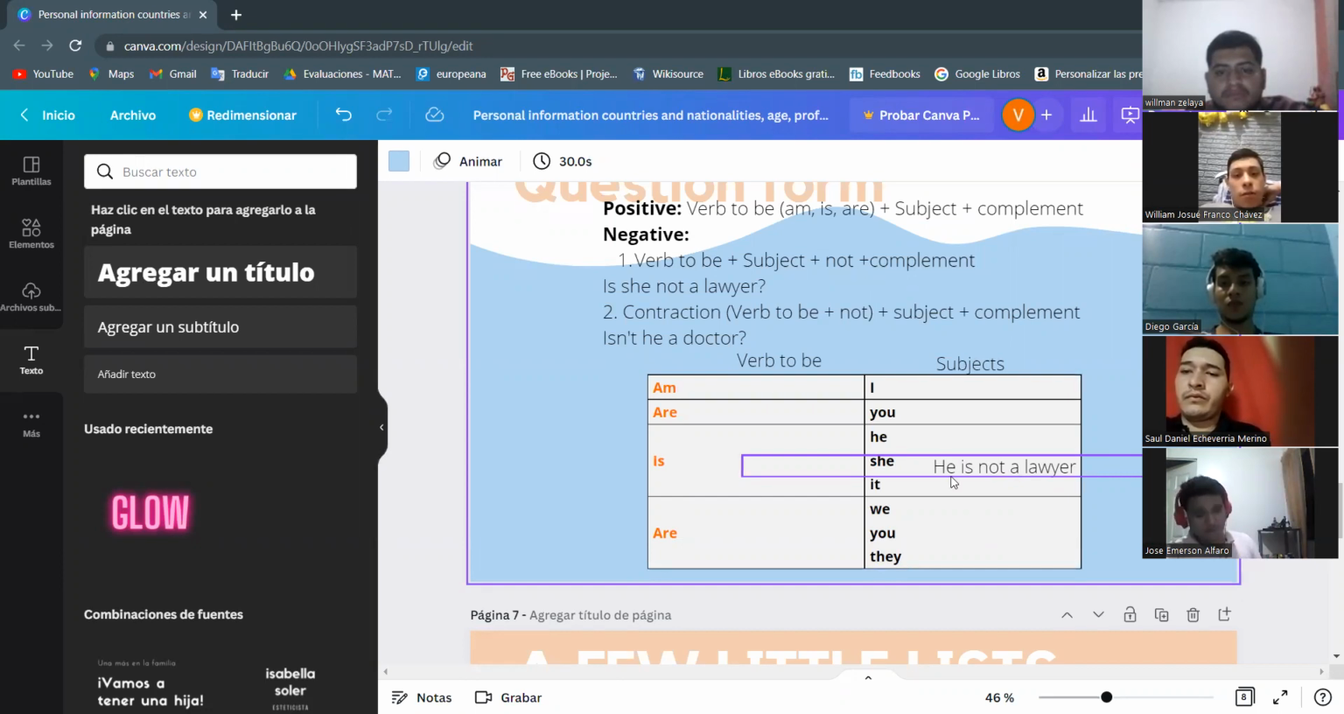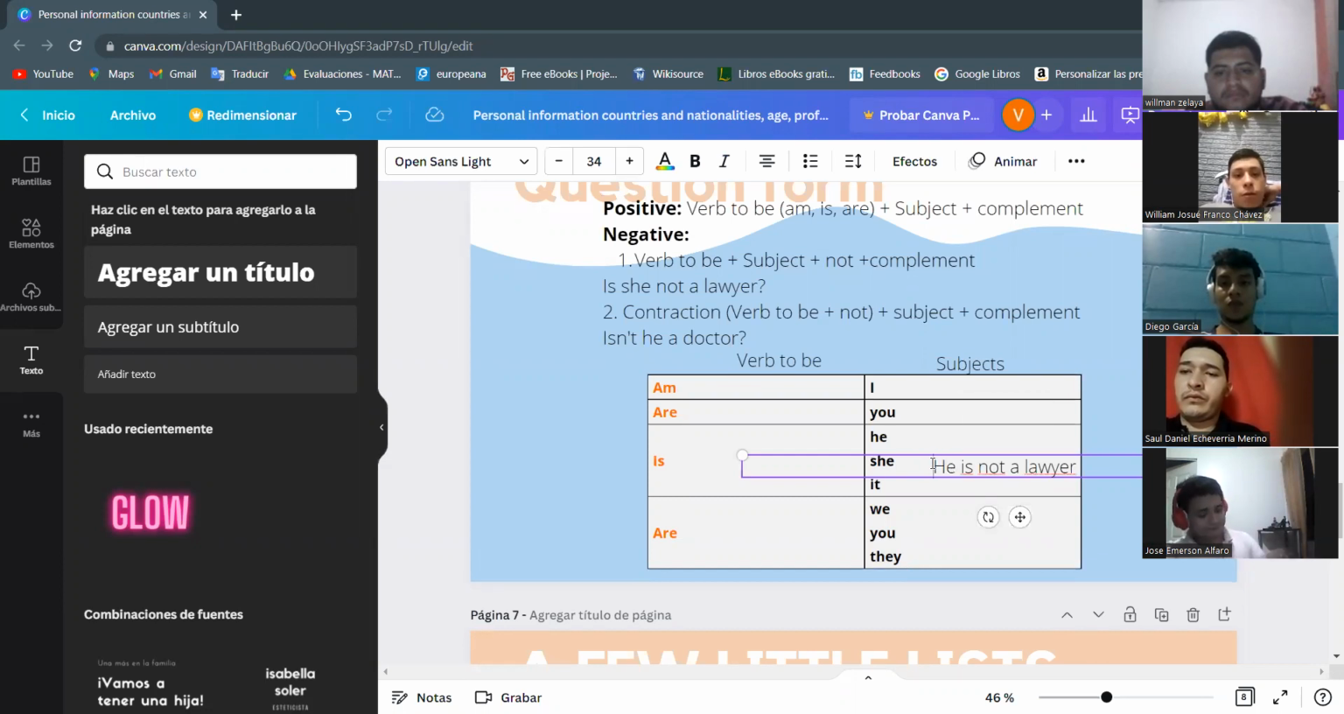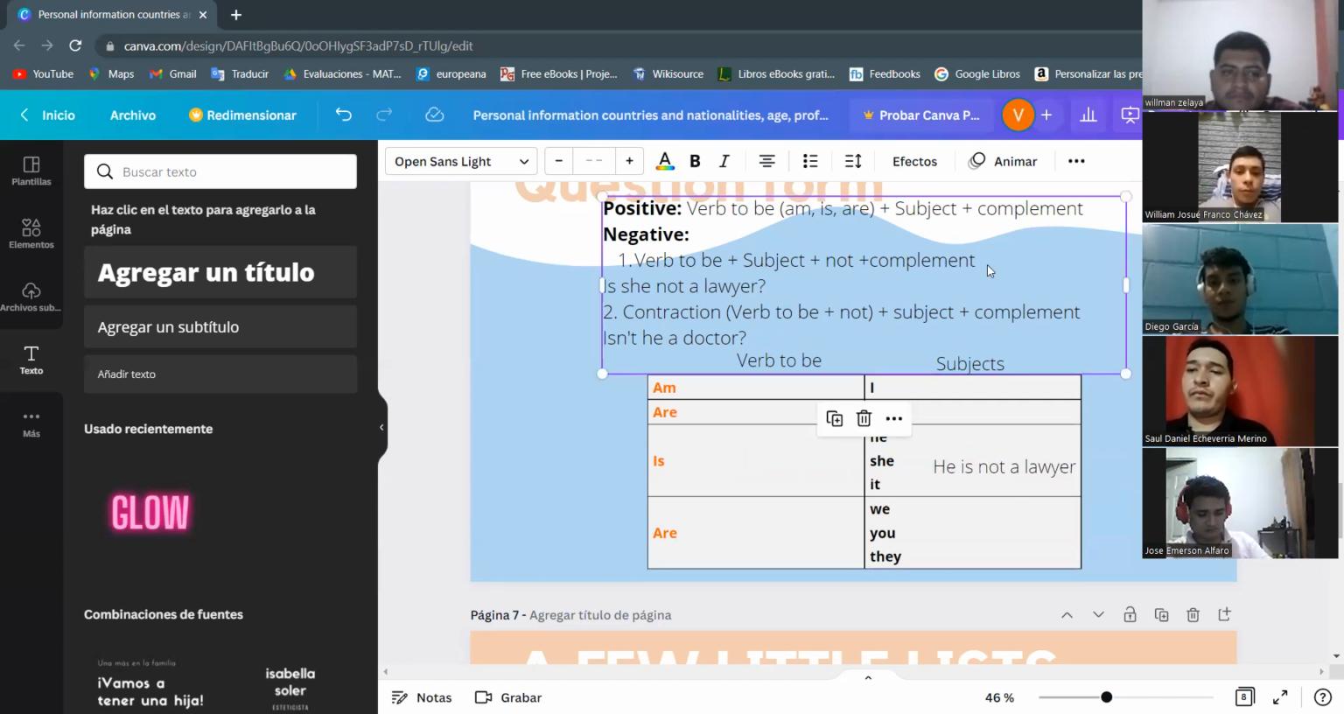So you have this covered. Right now you have this. What's the complement? Lawyer. Good. The rest of the sentence, a lawyer. Good. Okay. So you already told me that is the verb to be. He is the subject. You have not, and then you have the complement. If you were using this form, how would the question go?